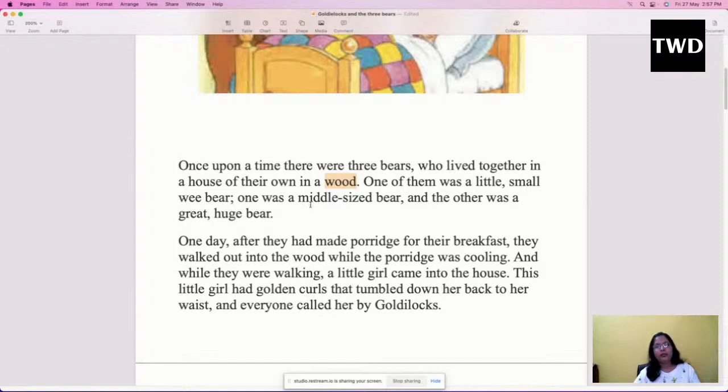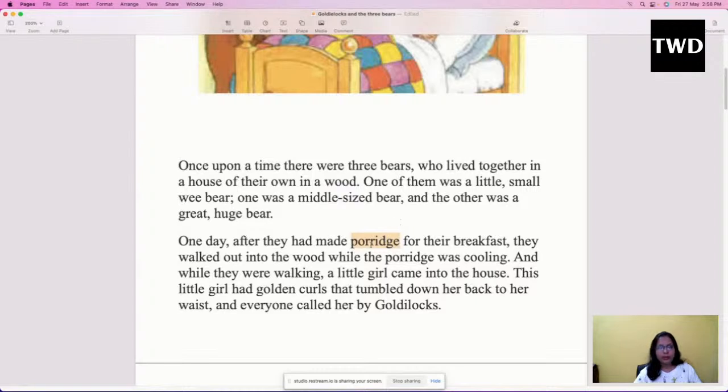So altogether we have three bears in the story. One day, after they had made porridge for their breakfast, they walked out into the wood while the porridge was cooling. So, most of you might not know the pronunciation of this word. In case you feel you don't know, write the word in Google and listen to the pronunciation, and then you can pronounce the word.